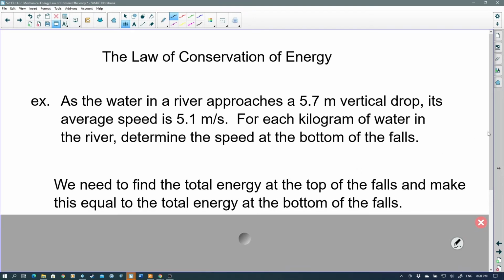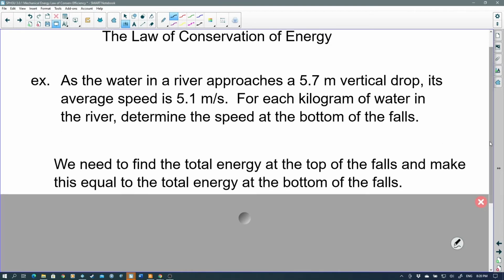So the first thing we need to do is really understand, what do we mean by the energy transforms? And also, what do we mean by the total energy that the object has in a specific part of the problem? So what kinds of energy does each kilogram of water have at the top of the drop? Well, it tells us in the question that the speed of the water is 5.1 meters per second at the top of the drop, and it also has a height of 5.7 meters at the top of the drop.